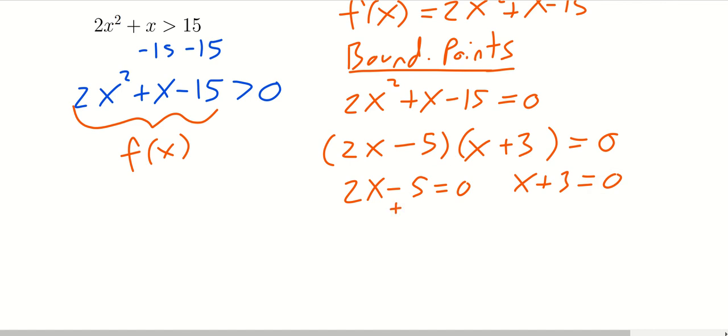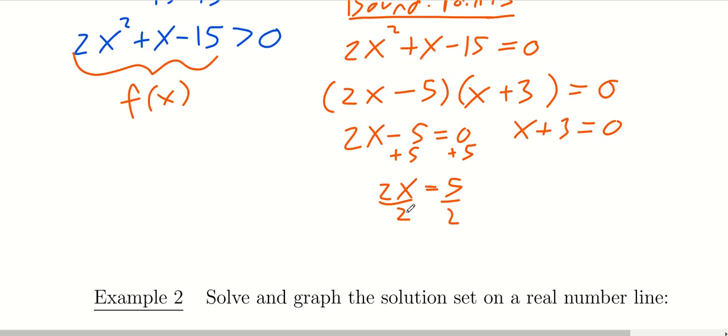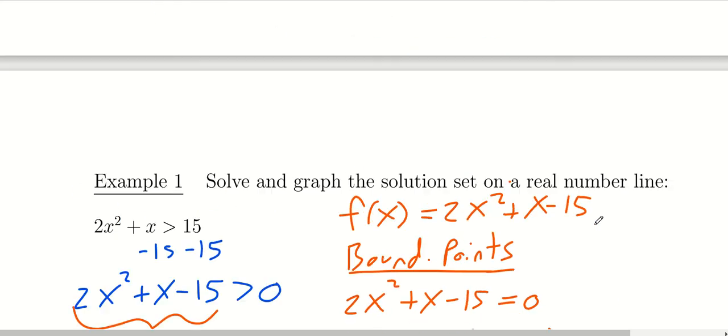For this first one, we're going to add 5 to both sides. We get 2x equals 5. Divide both sides by 2, and so one boundary point is x equals 5 halves. Over here, we would subtract 3 from both sides, and we would get the second boundary point, x equals negative 3. So those are our two boundary points, 5 halves and negative 3.